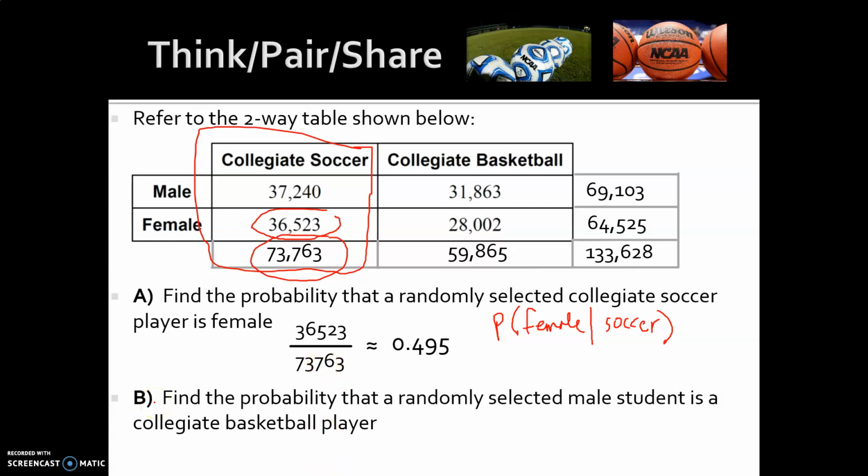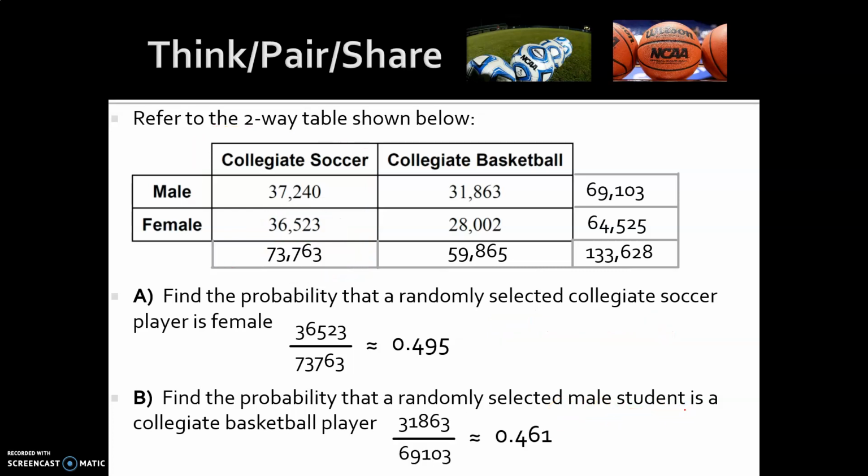Part B, find the probability that a randomly selected male student is a collegiate basketball player. So now we are randomly selecting a male. This is different. So you're selecting a male. There's 69,103 males. How many of those males are college basketball players? 31,863 divided by 69,103. And that's 0.461.